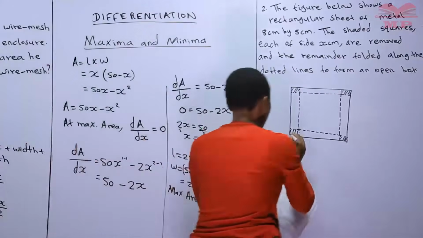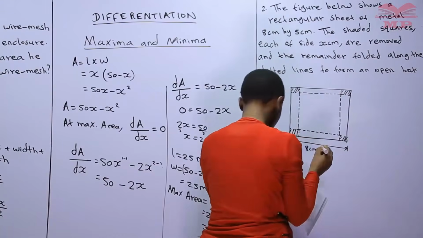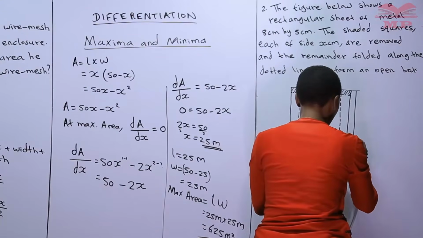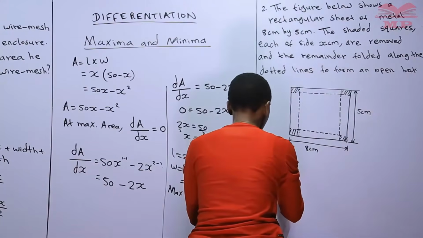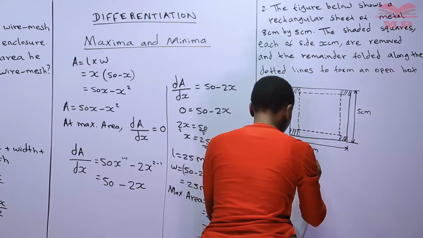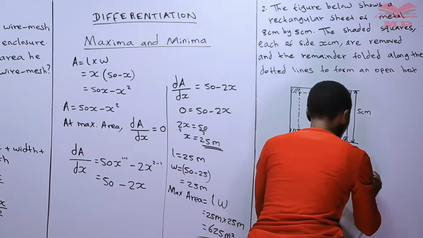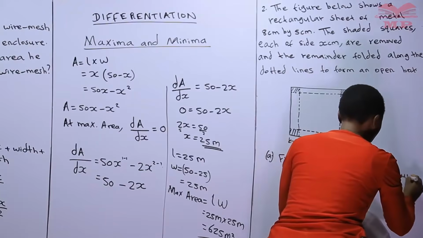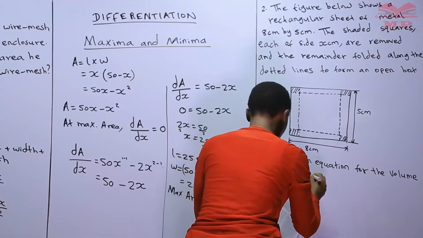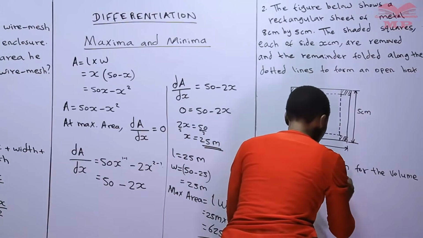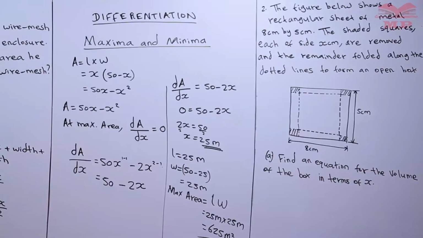And then we've been given that the distance from this point to this point is 8 centimeters. And from this point all the way to this point is 5 centimeters. So part A, find an equation for the volume of the box in terms of x. So that's the first part.